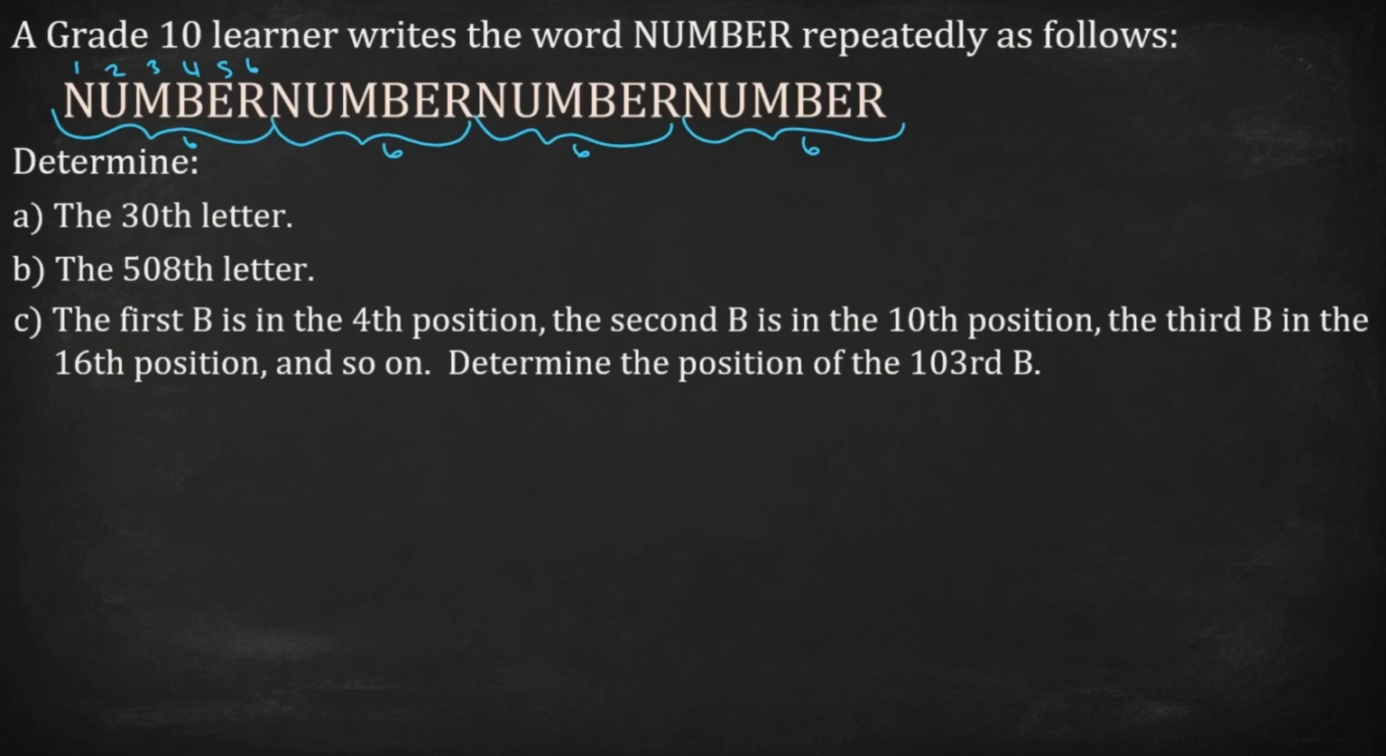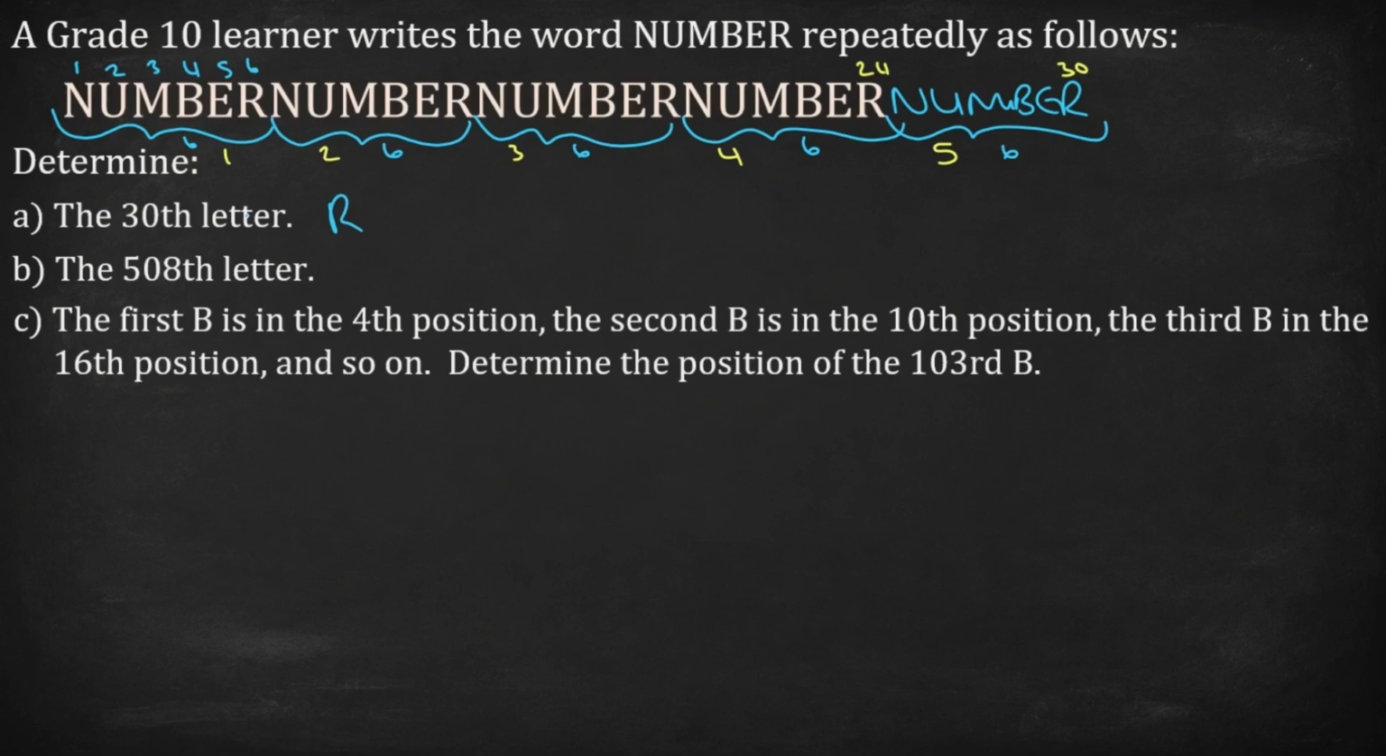Let's determine the 30th letter. Here we have a pattern that repeats in cycles of 6. That means we've got 1, 2, 3, 4 cycles at this stage. So if I multiplied 4 cycles by 6, we will end up with 24. That means this R is in the 24th position. If I go and add another cycle, number, then this will also be a cycle of 6. This means that this cycle will end on 30, because this will be the 5th cycle and 5 times 6 will be 30. That means the 30th letter is R.